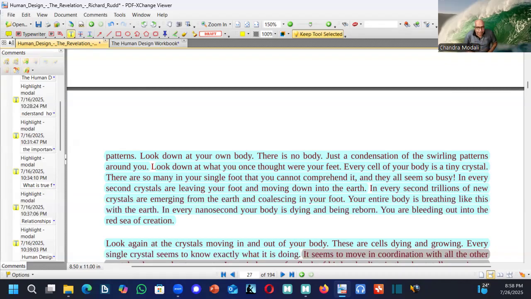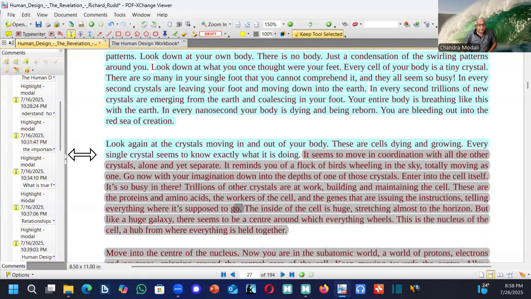In every nanosecond, your body is dying and being reborn. You are bleeding out into the Red Sea of creation. Keep experiencing. Look again at the crystals moving in and out of your body. These are cells dying and growing. Every single crystal seems to know exactly what it is doing. It seems to move in coordination with all the other crystals, alone and yet separate. It reminds you of a flock of birds wheeling in the sky, totally moving as one.